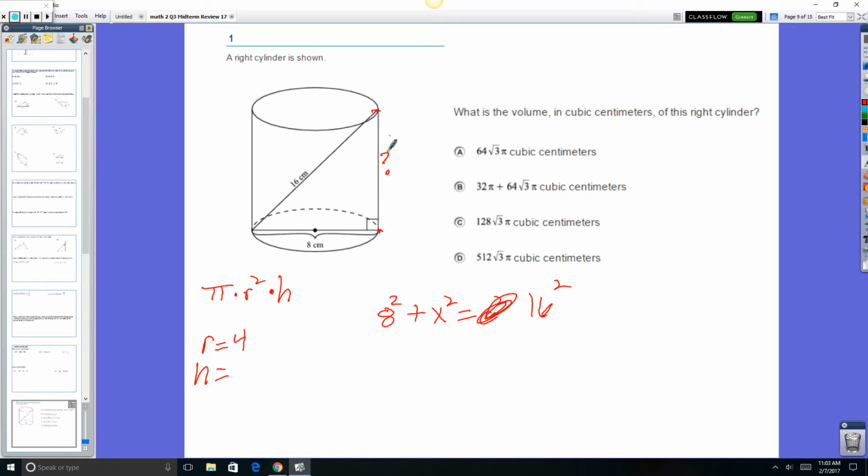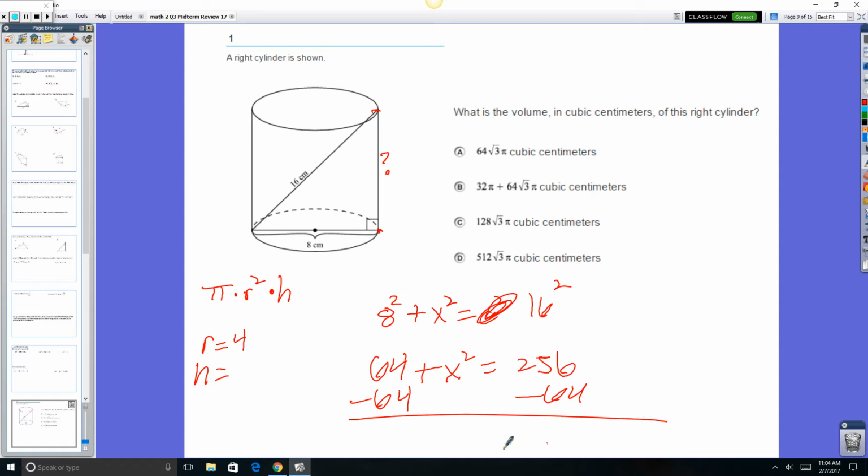Let's find how tall it is. So let's start simplifying. We've got 64 plus x squared equals 256. Minus the 64 on the left and the right, and we have x squared is 256 minus 64, which is 192. Okay, now we've got to undo the square. So let's solve for x. Let's get x by itself.